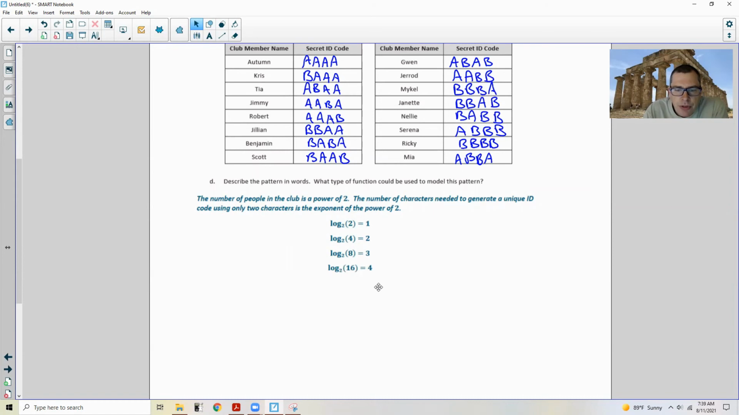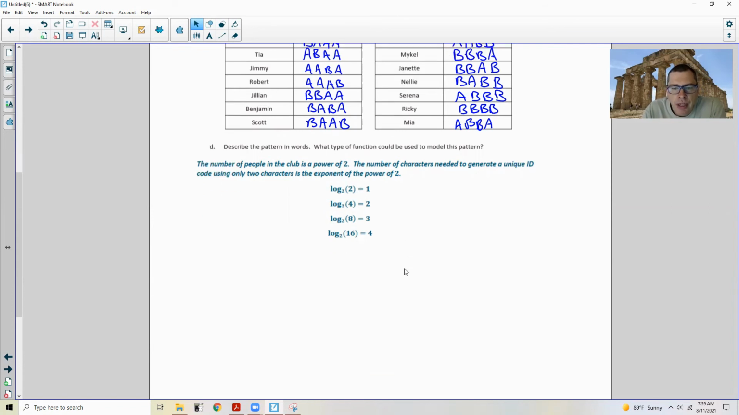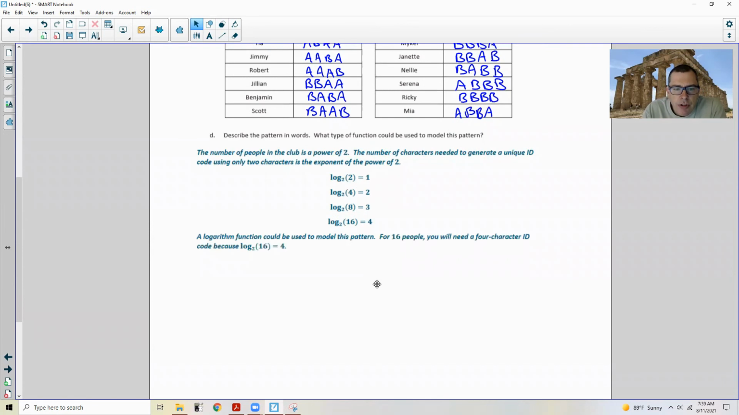And this continues. So you can use a logarithmic function to determine how many digits you need for any number of group sizes. So a logarithm function could be used to model this pattern. For 16 people, you'll need a 4-character ID code because the log base 2 of the number of people in the group equals the number of digits required.